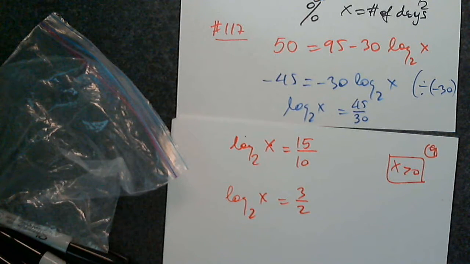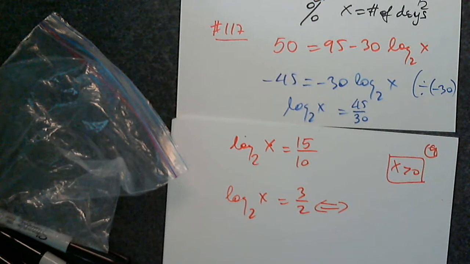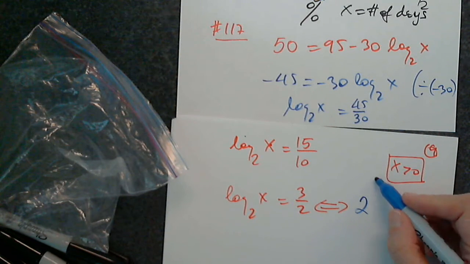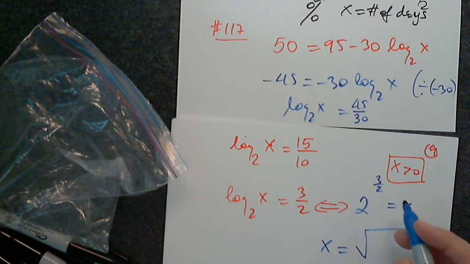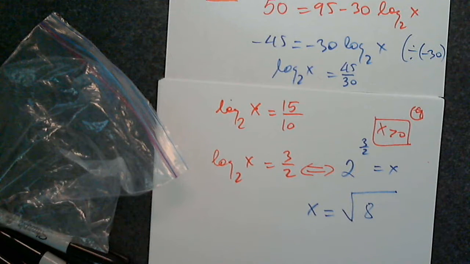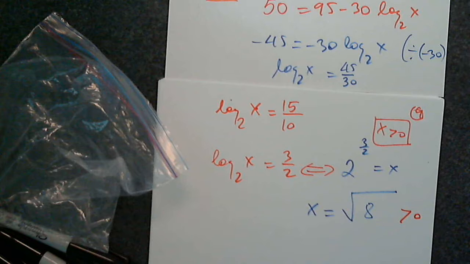Okay, so perfect. I don't know what this is, but I know that I can change it very easily into 2 raised to 3 halves equals x. So x equals basically the square root of 8. It's a number greater than 0. But I have to take the square root of 8, because I cannot tell you that I have in my pocket the square root of 8. I'll have to approximate it.